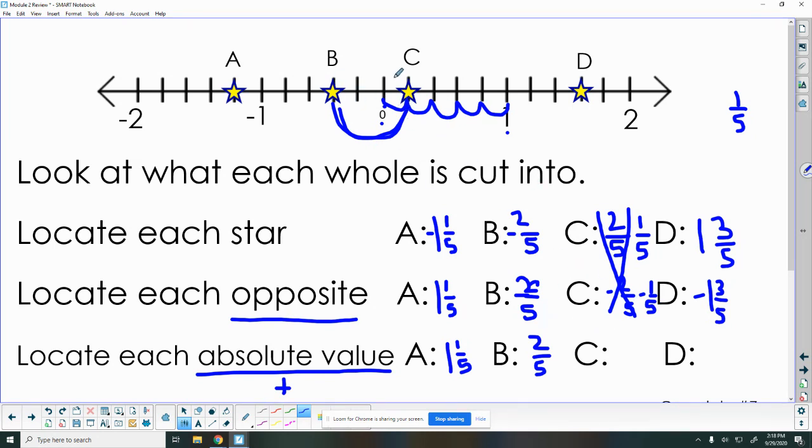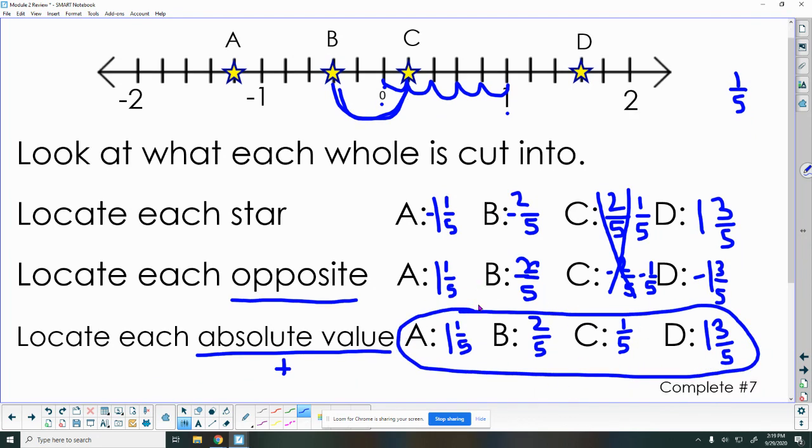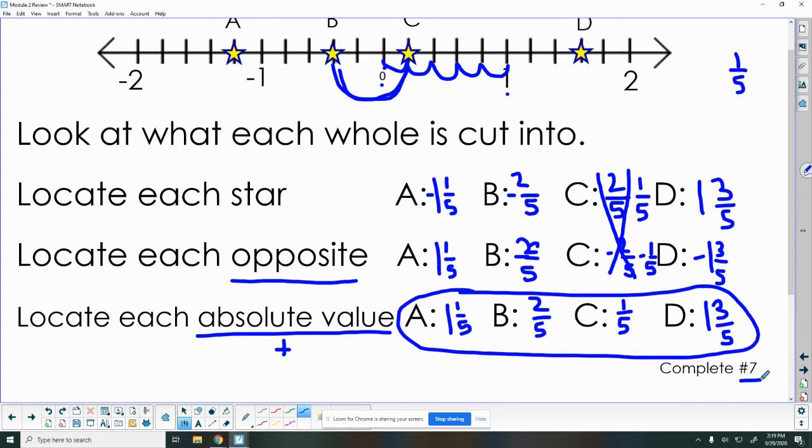Okay, to get from 0 to C takes 1/5. And to get from 0 to D takes 1 3/5 move. So notice all of the absolute values are positive on that. So go ahead and pause and complete number 7. Make sure to read the directions.